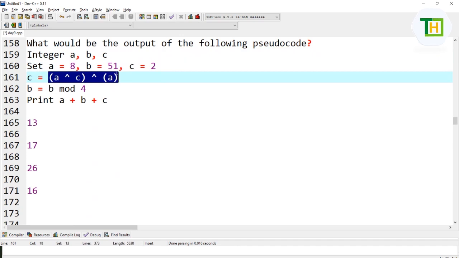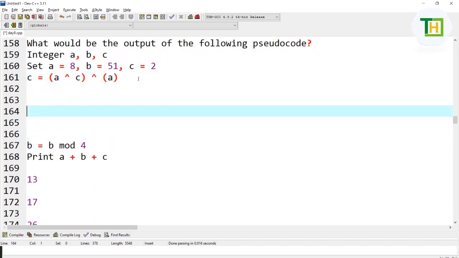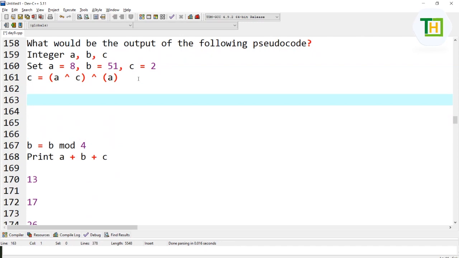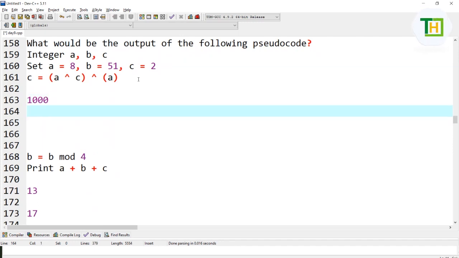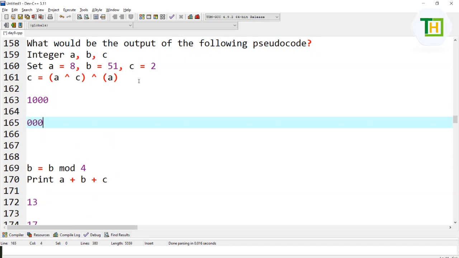Then we have to calculate this value first of all. Now moving into this value, what is that? A value. What is A binary here? A binary is going to be 8, right? 8 binary is going to be 0, 1, 1, 1. We have to calculate what is the B binary here. What is a B binary? That is going to be 51.